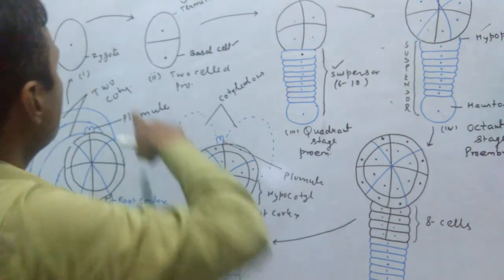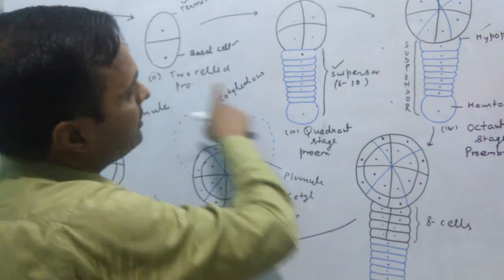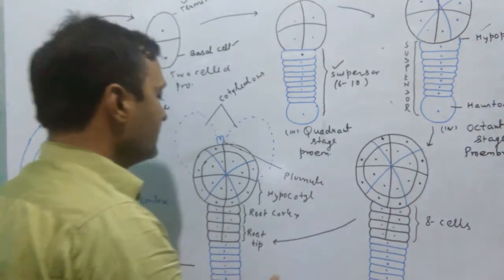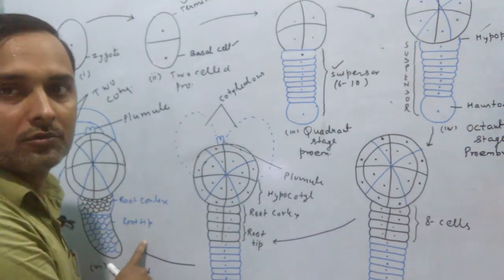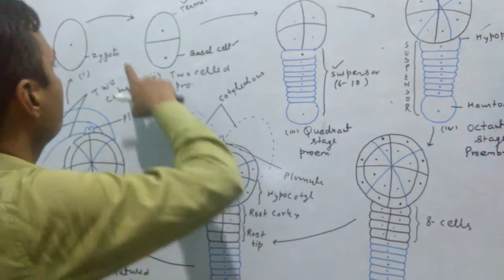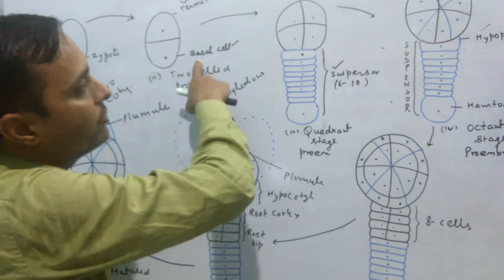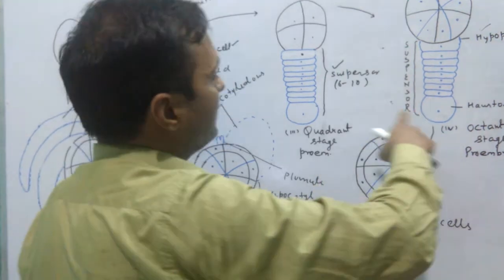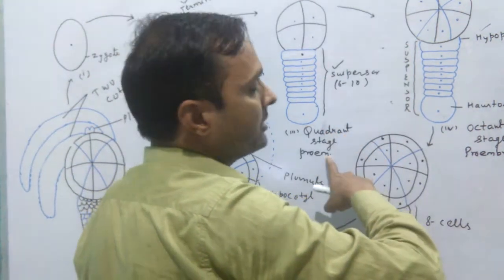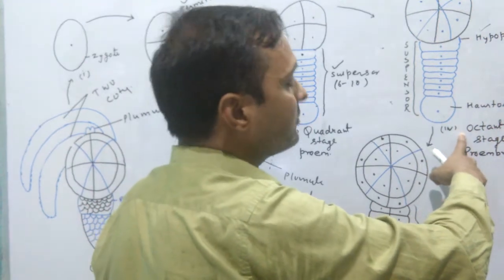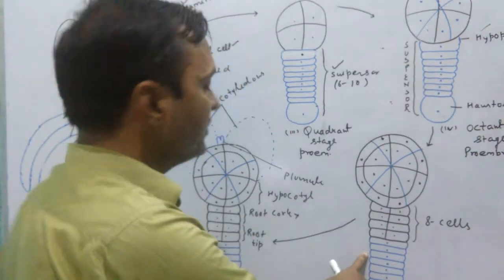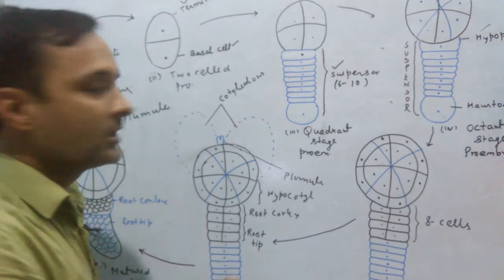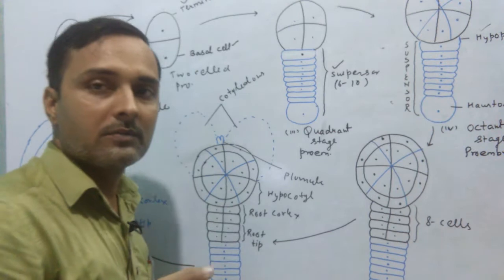Okay, so you can see zygote, then 2 cell proembryo, then quadrant stage, then octant stage, then 16 cell stage, then heart stage, and then mature embryo. Once again, the sequence will be first zygote, then 2 cell proembryo, then quadrant or 4 cell proembryo, then octant or 8 cell proembryo, then 16 cell proembryo, then heart-shaped proembryo, and finally mature embryo. So this is all about embryogenesis in case of dicot plants.